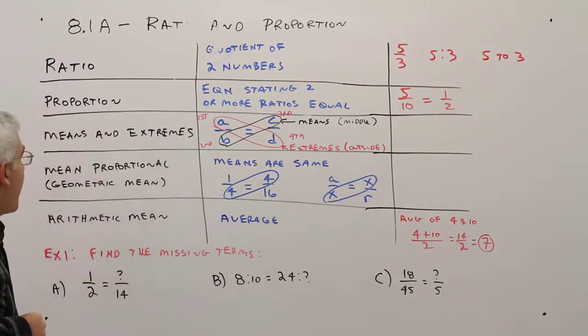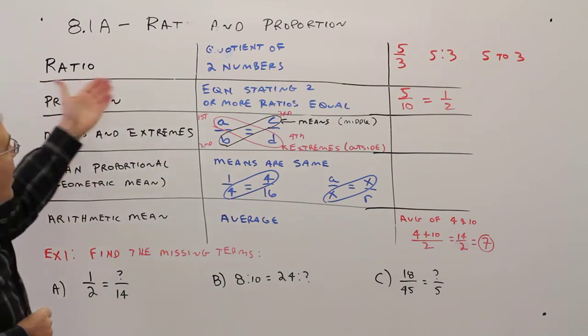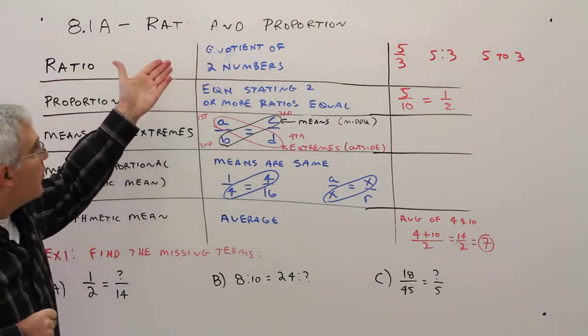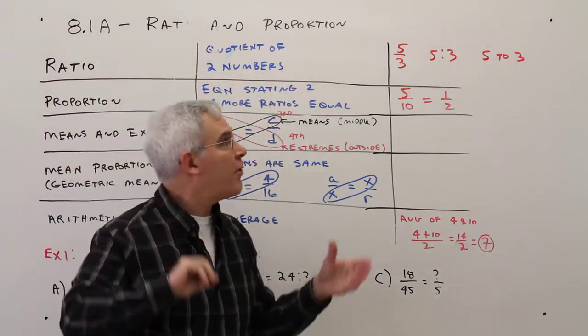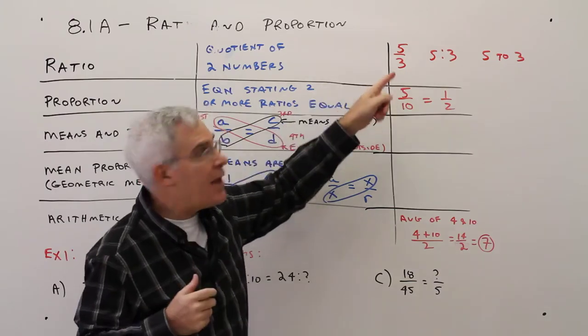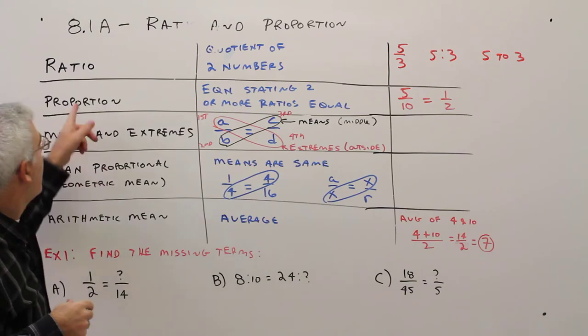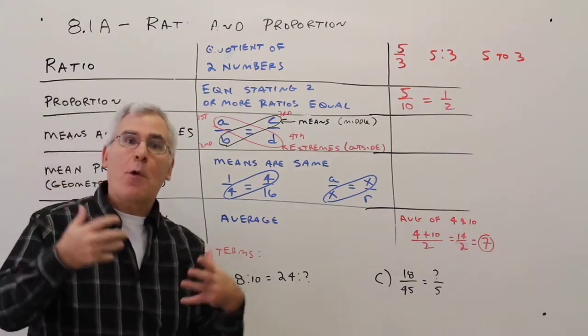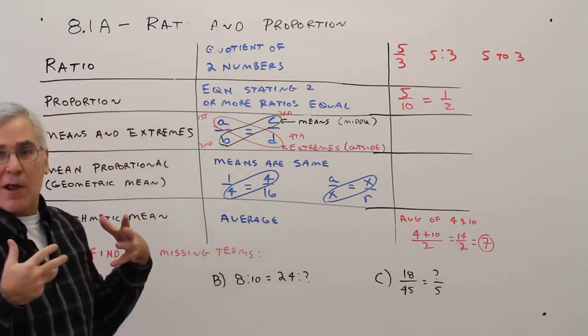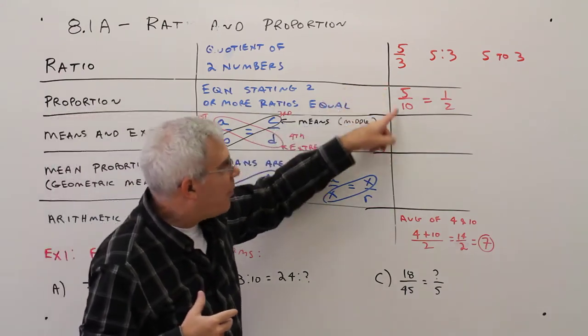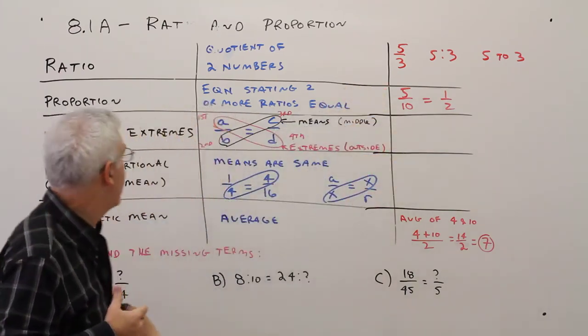So here are a few vocabulary words for your notes. Ratio: simply a quotient of two numbers. It can be expressed in three ways: 5/3, 5:3, or 5 to 3, for example. A proportion is nothing more than an equation stating two or more ratios are equal. For example, 5/10 equals 1/2.